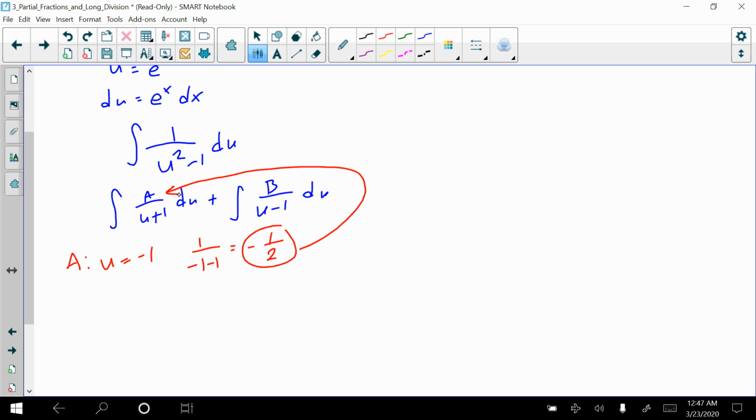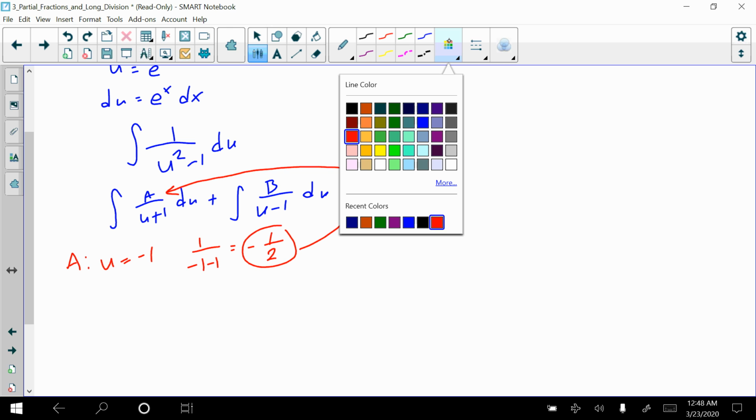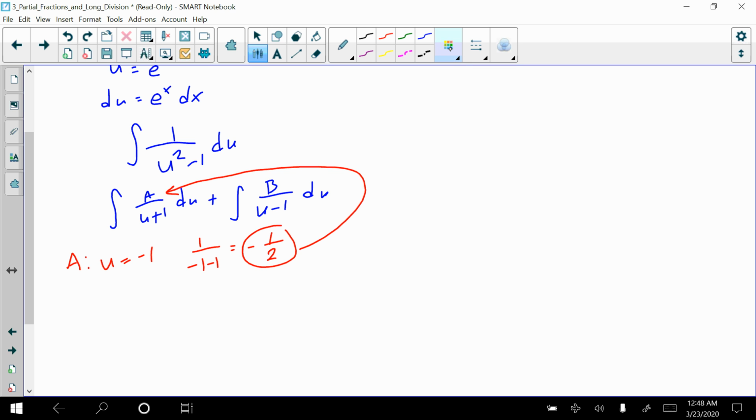And now we're going to do the same thing for B. I'll do that in a different color here. Let's try this green. So B, setting B's denominator equal to 0, that'll give me u equal to +1. And so that'll be 1 over 1 plus 1 when I substitute u into the denominator under A, and that will simplify to be +1 over 2. And so that will be the number that I put here for B.